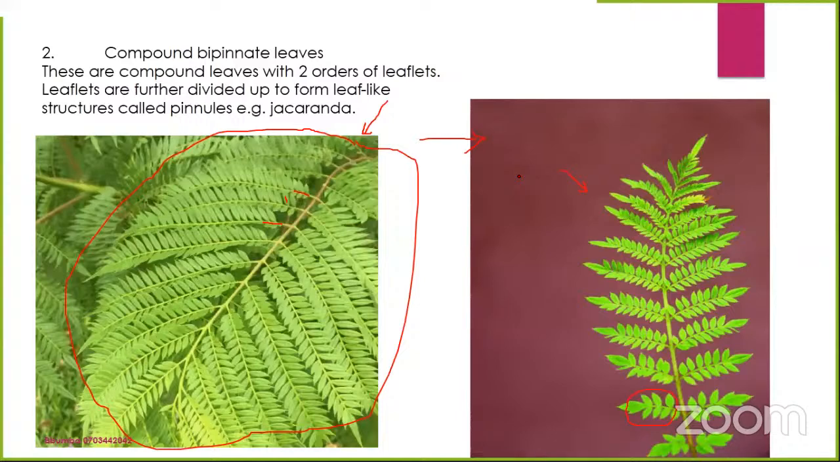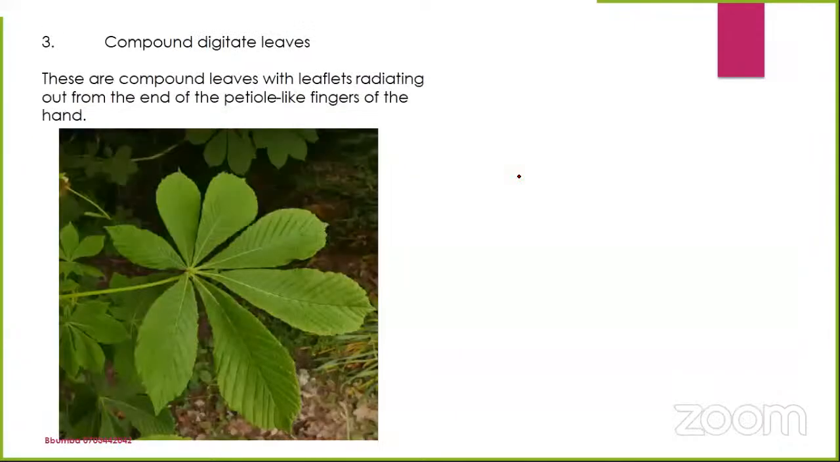Then we can go to a compound digitate. Compound digitate leaves are compound leaves with the leaflets radiating. To radiate means to come from a given point as you are moving to different directions. In this case, it forms like digits, like your fingertips.